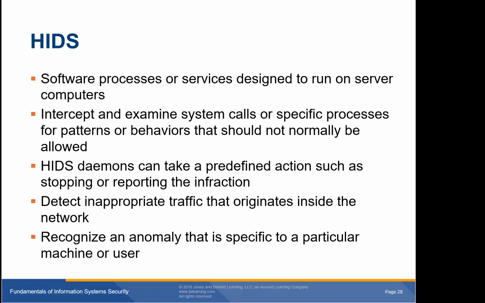HIDS also have a different point of view than NIDS. A HIDS can detect inappropriate traffic that originates inside the network. It can also recognize an anomaly that is specific to a particular machine or user. For example, a single user on a high-volume mail server might originate 10 times the normal number of messages for a user in any day or hour. The HIDS will notice and issue an alert, but a NIDS may not notice a reportable event. To the NIDS, it just looks like increased network traffic.